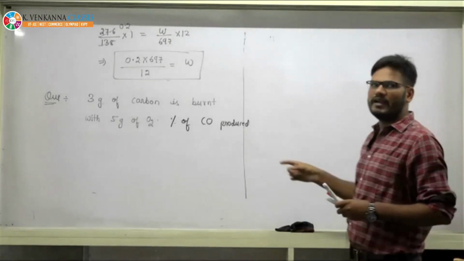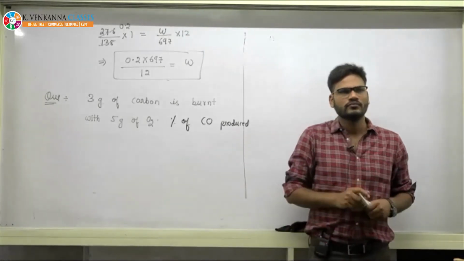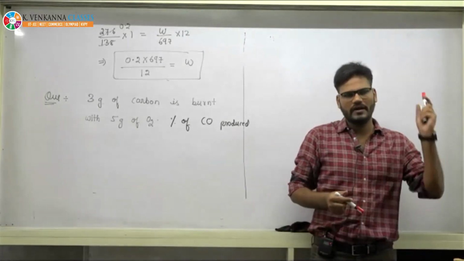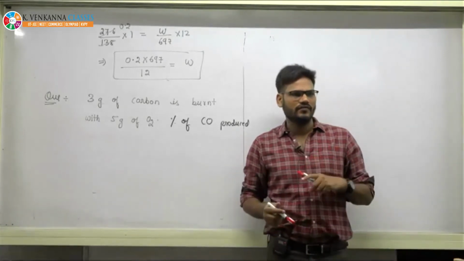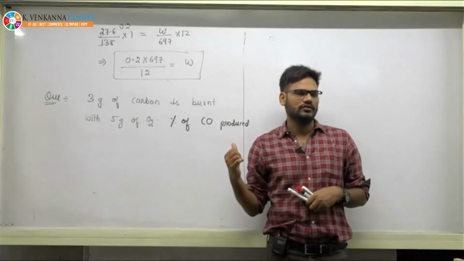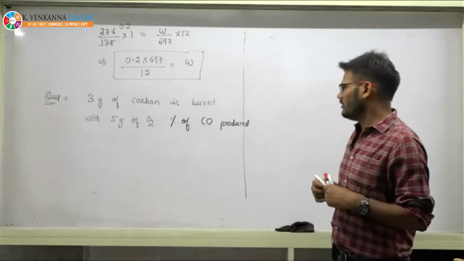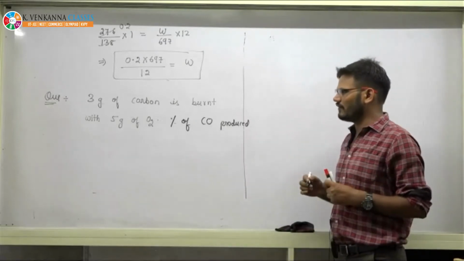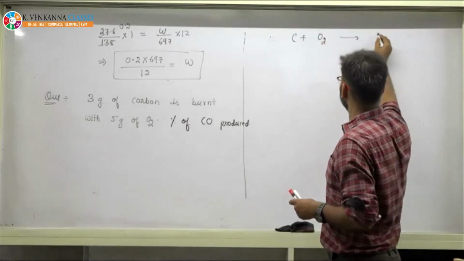So this problem can be solved using the mole concept as well as POAC. This problem can be solved using both methods, but the method of mole concept will take more time. So if we solve it by using POAC, that will help you in saving time. If you see, it says 3 grams of carbon. Carbon gives oxygen, carbon and oxygen gives CO.